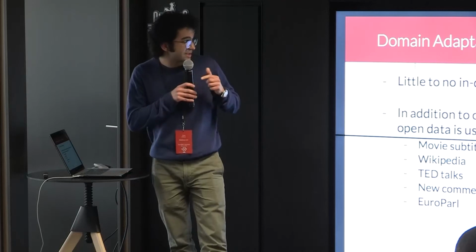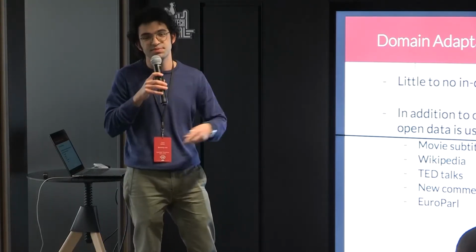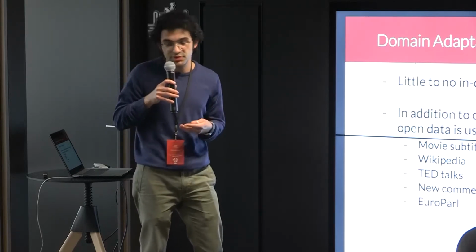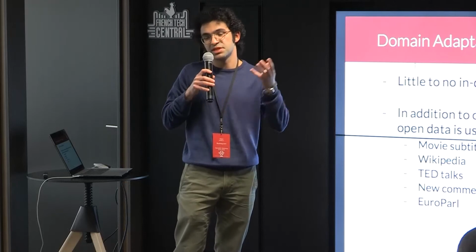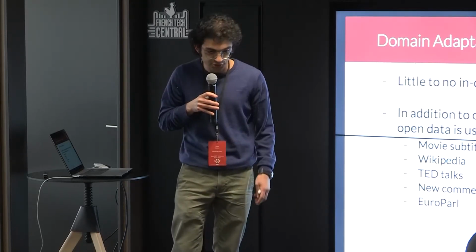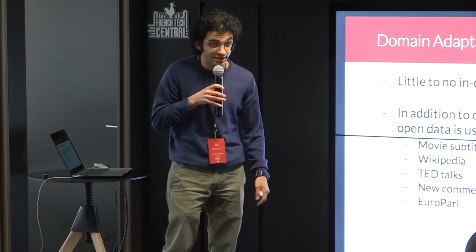I'll go through this. For hotel descriptions and room descriptions, basically, we just use the architecture with the in-domain data. We have lots of in-domain data, like 10 million sentences per language or so, so it's not a big issue. And we use the standard architecture that I described earlier.